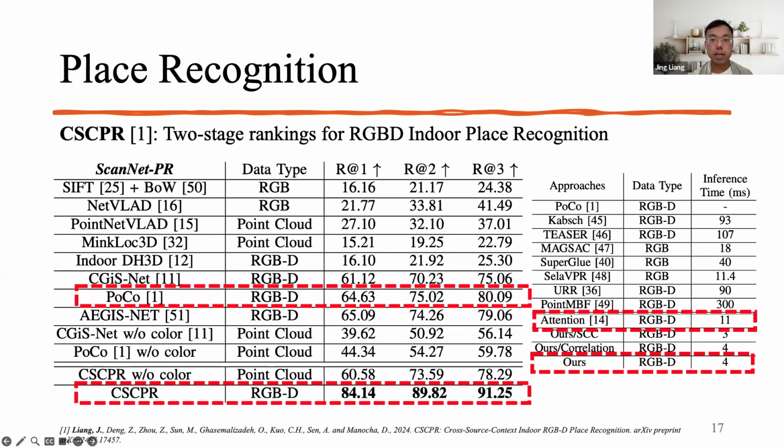From the left side table, we can see that the two-stage model dramatically increases the accuracy of the place recognition and improves the recall at one from 64 to 84. And from the right side table, we can see that the re-ranking model is also very efficient, and it has the least inference time compared with other state-of-the-art methods.